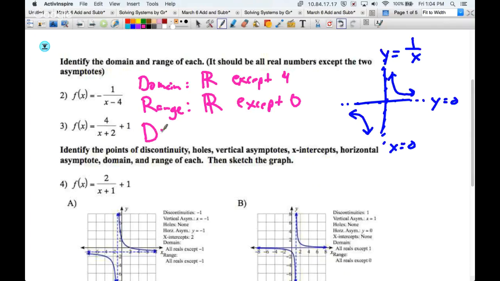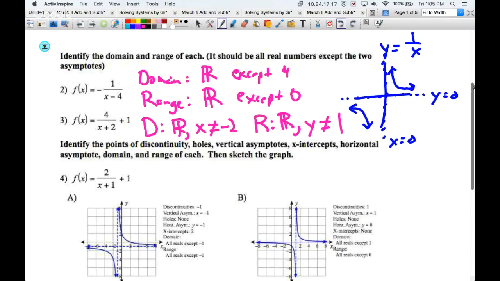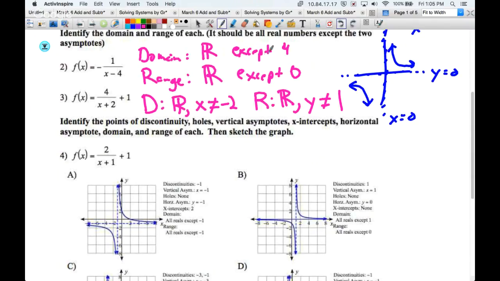Domain here is going to be reals, comma, x cannot equal -2. The range is going to be reals, comma, y cannot equal 1. The 1 has shifted us up 1. So this is a different way to write it. Be able to do both, or at least to recognize both for the multiple choice section of the test, either with the does not equal or by writing the word except.